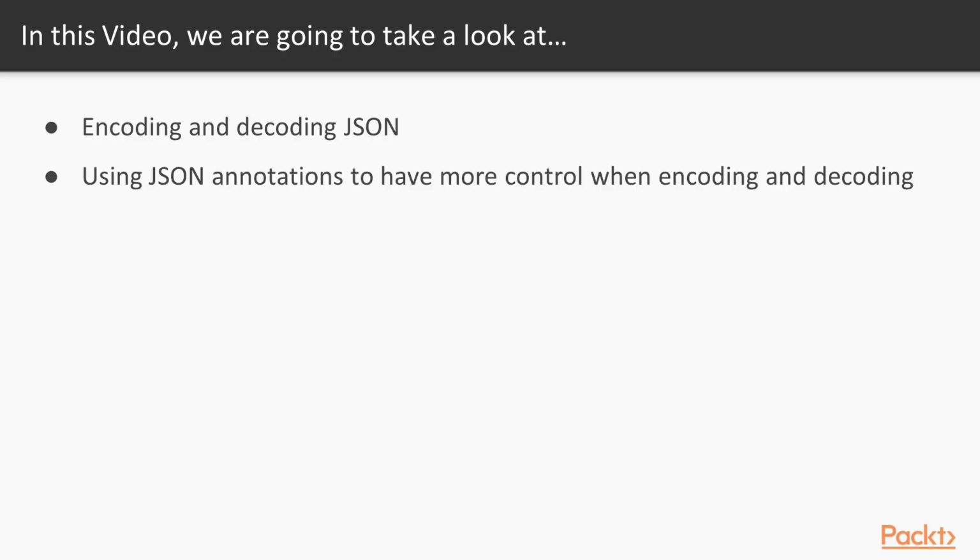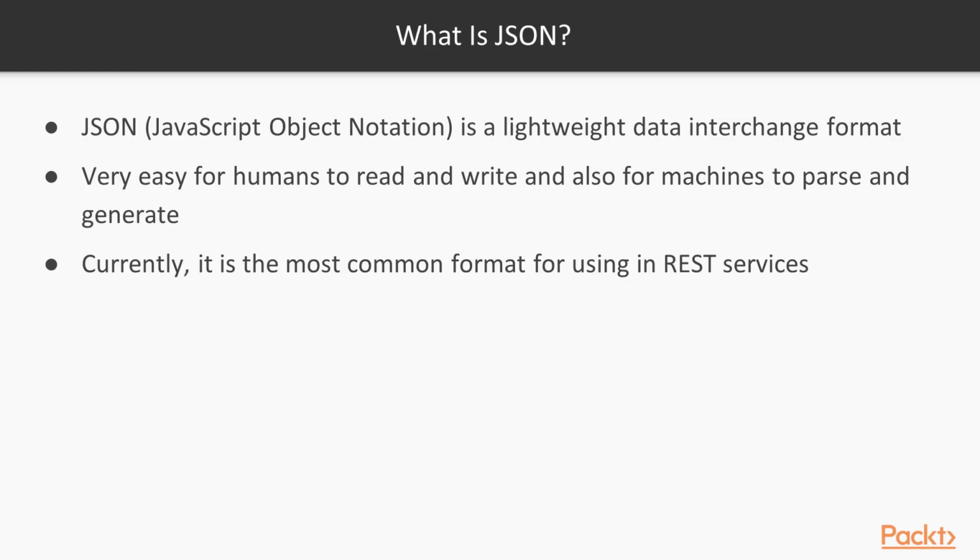In this video, we're going to take a look at how to encode and decode JSON, and how to use JSON annotations to have more control when encoding and decoding. So what is JSON? JSON, or JavaScript Object Notation, is a lightweight data interchange format. JSON is very easy for humans to read and write, and also for machines to parse and generate. Currently, it is the most common format for REST services.